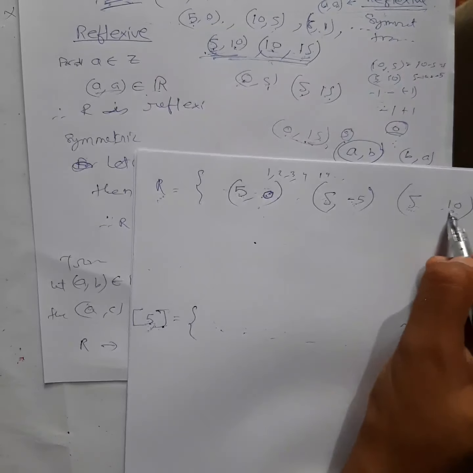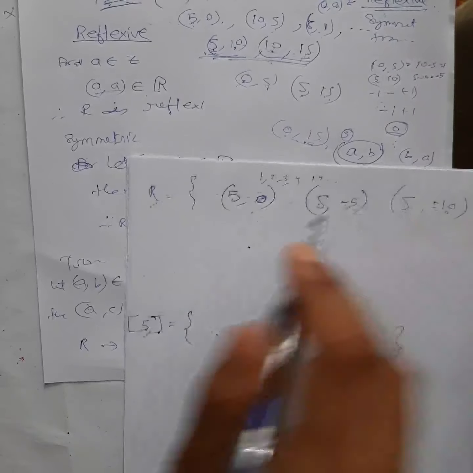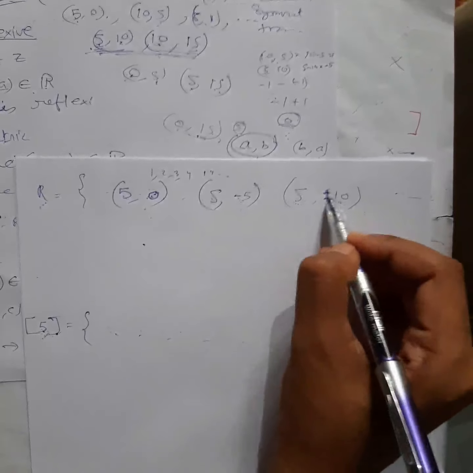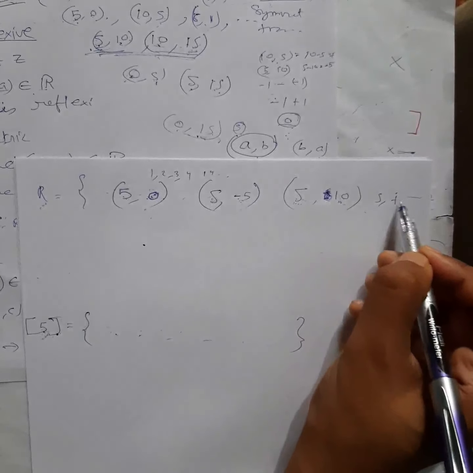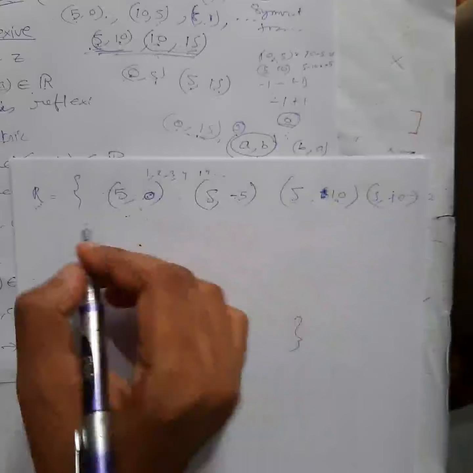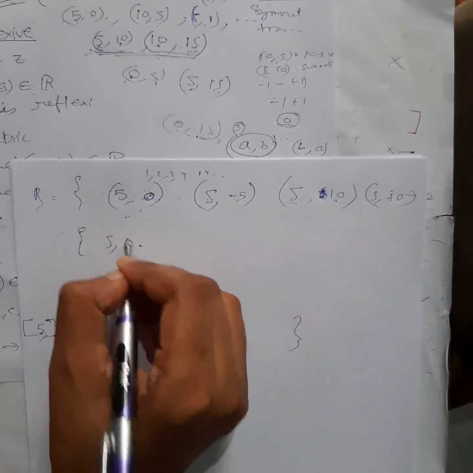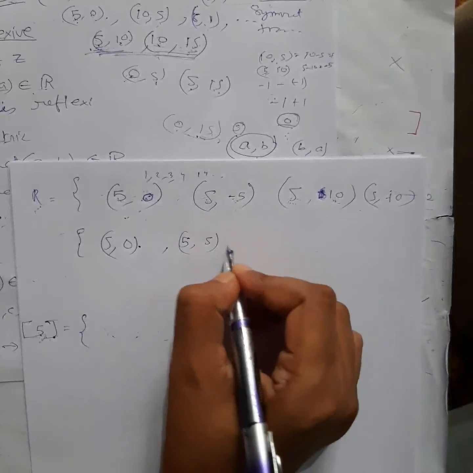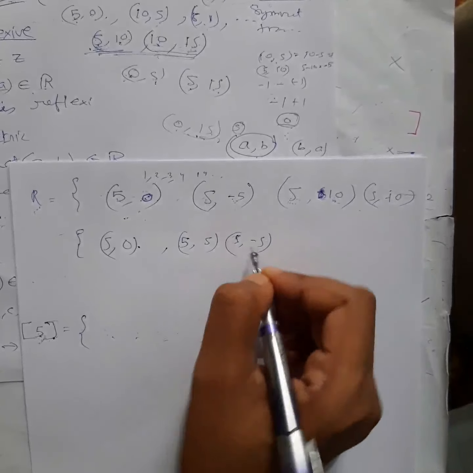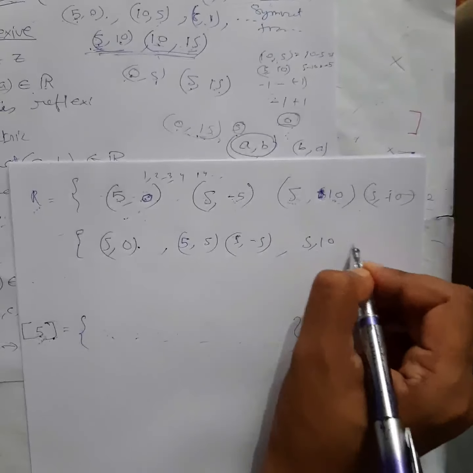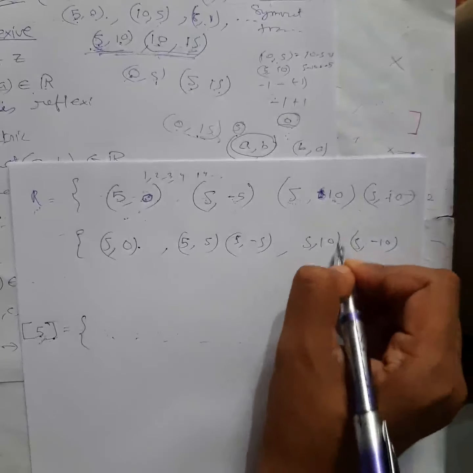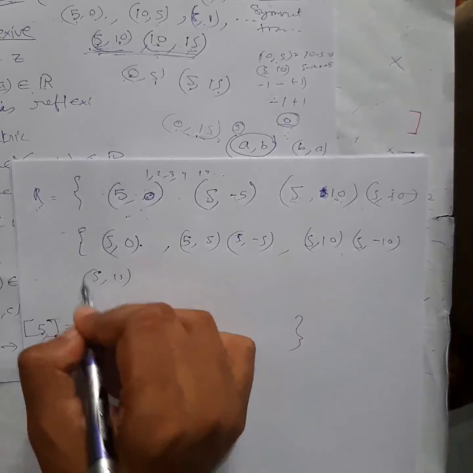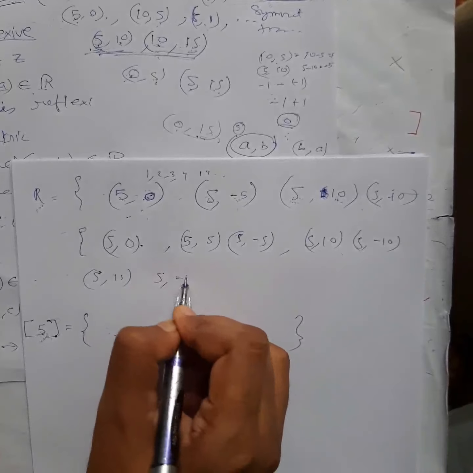So 10, plus minus 10, I will write that better. For understanding I am writing plus minus both. Let me write down properly. 5 comma 0 will be there. 5 comma 5 will be there. Next, 5 comma minus 5 also will be there. Next will be 5 comma 10, 5 comma minus 10. In this way, all multiples of 5 will come. 15, 5 comma minus 15.